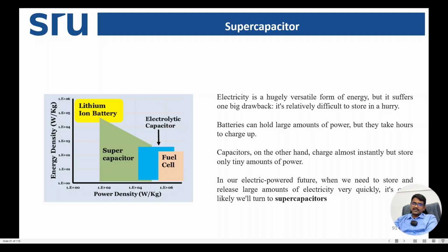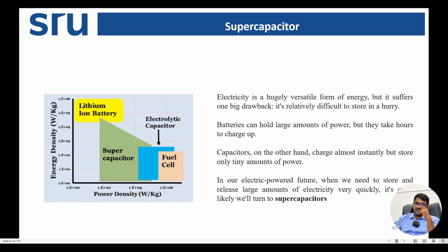So, what is the drawback in batteries? It takes so much time to charge, but supercapacitors can decrease that charging time. What is the drawback in capacitors? They store less energy, but supercapacitors can increase that charge storage.